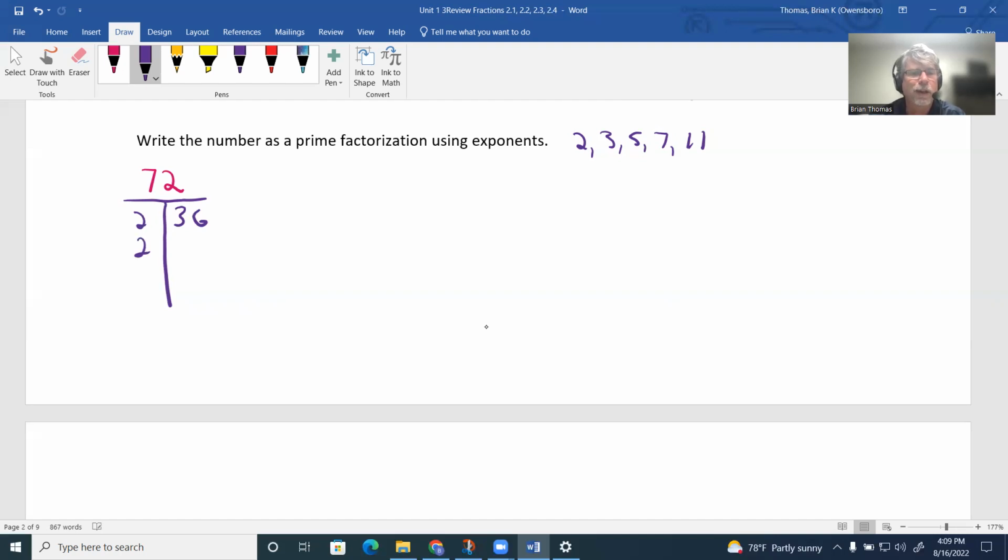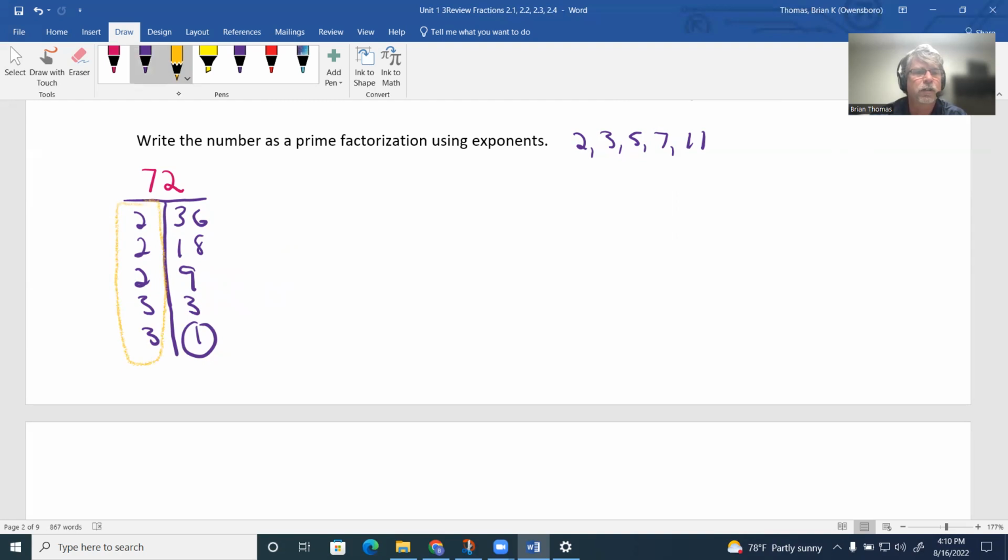2 goes into 36 18 times. So 2's prime, but 18 is not prime because 18 is even. 2 goes into 18 9 times. So 2 times 9 does give me 18, so we're okay there. So 2 again is prime, but 9 is not because I can use a 3 there. So 3 goes into 9 3 times. Now 3 is prime, 3 is prime. In other words, 3 goes into 3 one time. And that kind of concludes my prime factorization. So this side over here becomes my prime factorization.